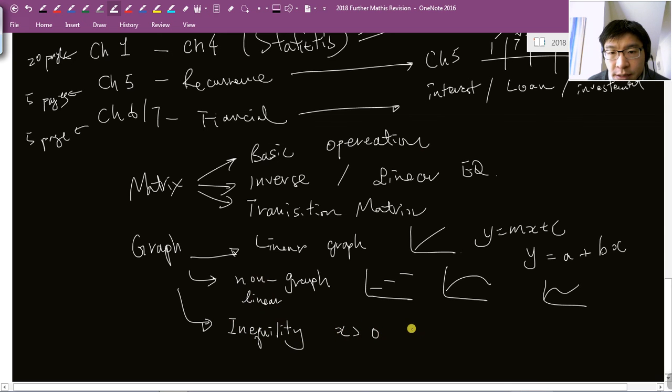x bigger than 0, y smaller than or equal to 1. And you will highlight the particular regions and find the maximum point or the minimum point out of it.